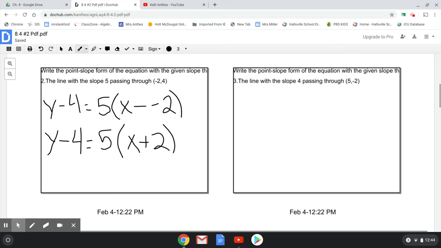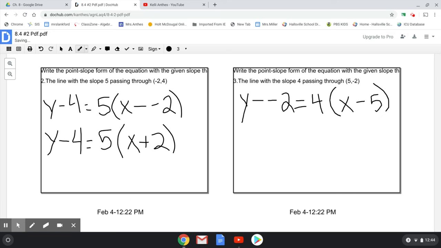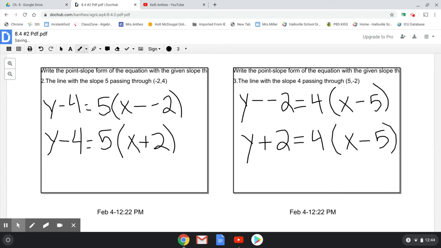Okay, so number 3, you have a y value of -2. So again, we're going to have a double negative. y minus a -2 equals m, which is 4, parentheses, x minus 5. So we need to correct that double negative, make it y plus 2 equals 4, parentheses, x minus 5.